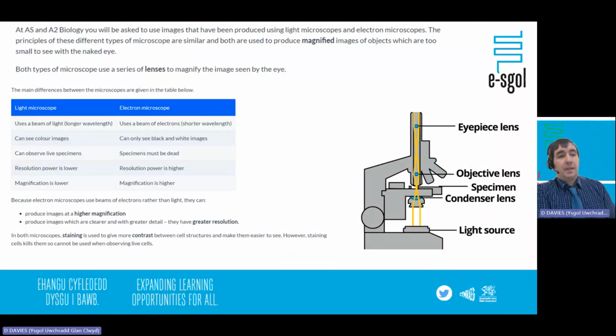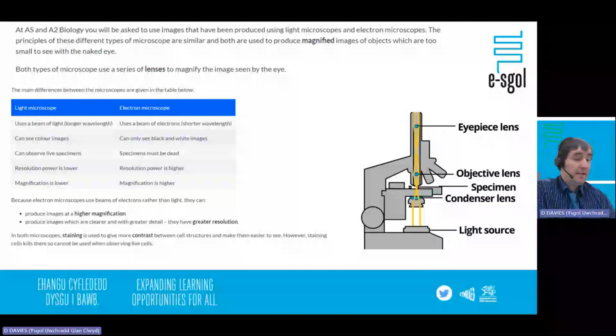In the exam you will be asked to use images that have been produced using light microscopes and electron microscopes, so we need to look at the differences between these now. Both types of microscope use a series of lenses to magnify the image seen by the eye. They are not under any circumstances to be called telescopes. Nothing annoys a marker more than a microscope being called a telescope. The lens will magnify the image. The actual cell under the microscope isn't any bigger, but what you see with your eye is bigger.